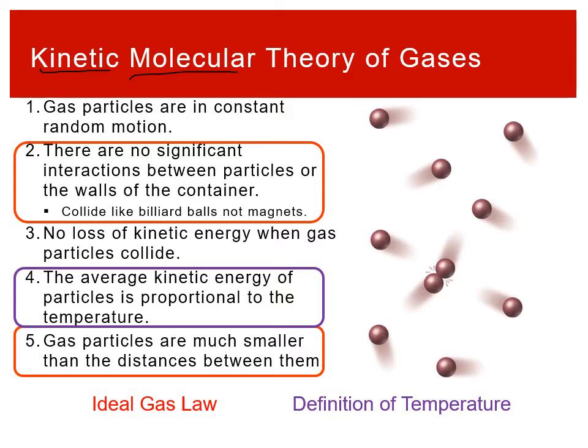I just showed photos of gas particles in constant random motion, or GIFs, right when we started this chapter. And then that third point, that there's no loss of kinetic energy when gas particles collide, is related to number 2, that basically there are no significant interactions. The idea is when they hit each other, they just bounce right off. They don't slow down. They just keep going.